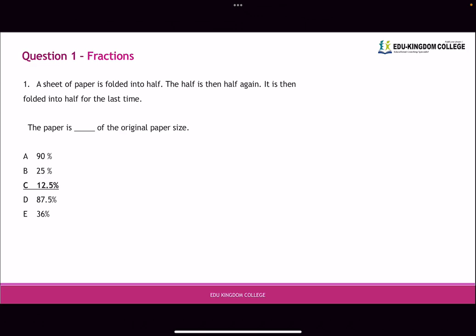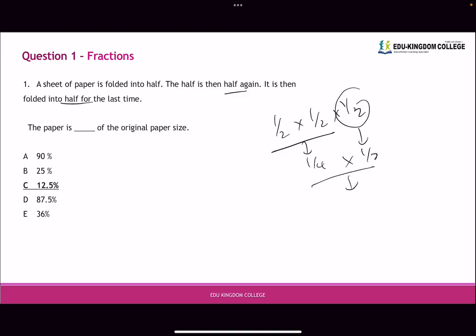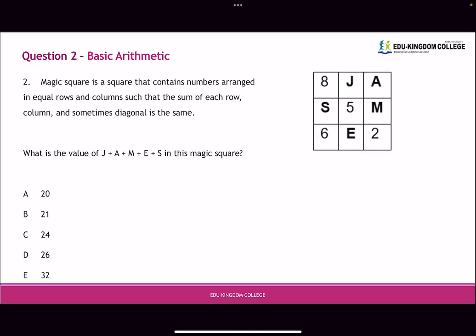Now, question 1. Let's get started. A sheet of paper is folded into half, then half again, and then folded into half for the last time. So it's half times half times half. So half times half is 1/4, times half again is 1/8. So 100% divided by 8 is 12.5%.